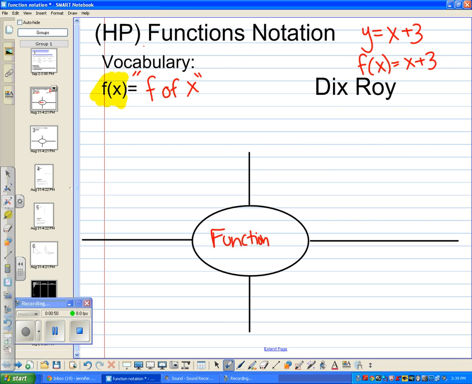There's a reason why we have functions. Honors will do this in just a second. CP, you don't have to worry about this one.